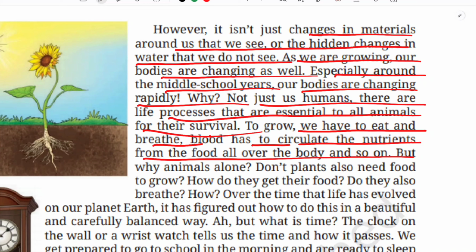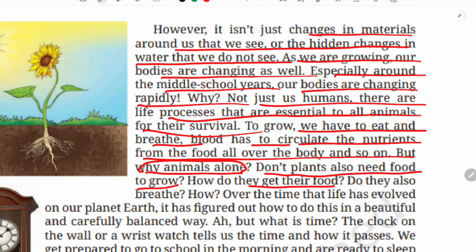There is blood pumping inside our body. It is circulating all over our body, isn't it? And it provides all the necessary nutrients when we eat healthy fruits and vegetables. But why animals alone? This happens not only with animals, plants also eat. Plants also grow. So don't plants also need food to grow?